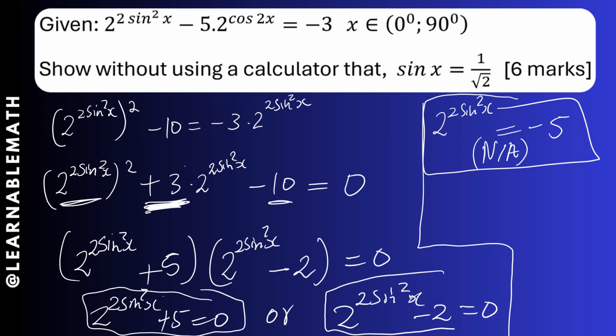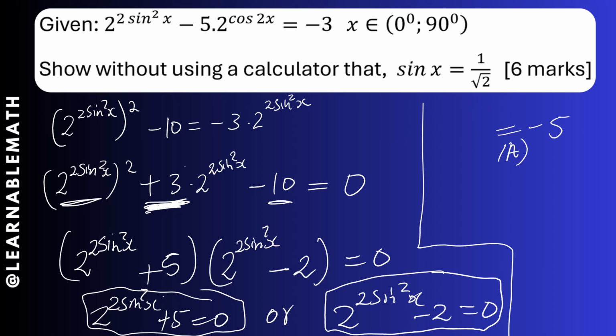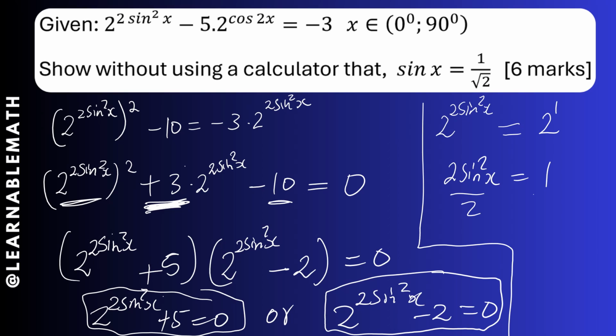But if we choose this other one, which is 2 exponent 2 sine squared x minus 2 is equal to 0, if I take 2 to the other side, it will be positive 2. So you can see that the bases are the same. We can equate the exponents. Then we have 2 sine squared x is equal to 1. Then we divide both sides by 2. Then these 2 cancel these 2. Then you have sine squared x equals 1 over 2. I'm saying root because I'm squaring already.